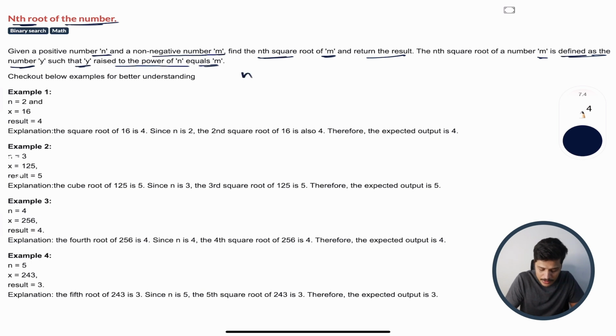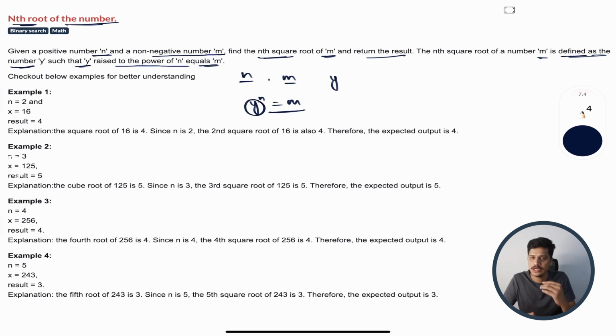Remember that here we will be given two numbers, one is n and the other one is m, and we need to find a number y such that if we perform y power n, we will get the result of m. So that is the simplest problem statement that we can get here. Ultimately we will have to find this value of y and return that back to the user. So let's see a couple of examples so that you will have a better understanding.